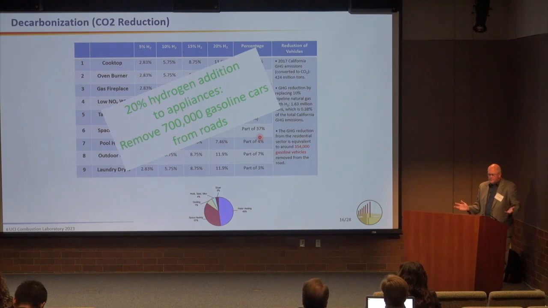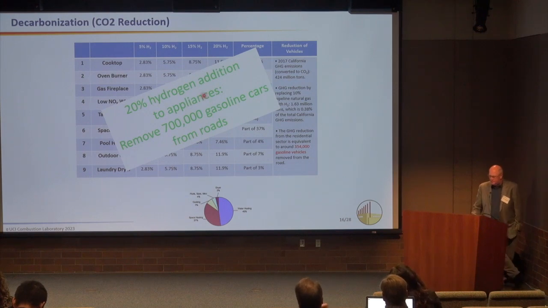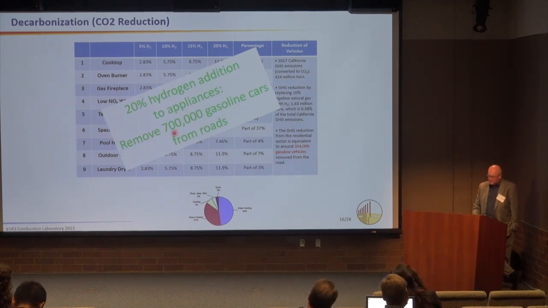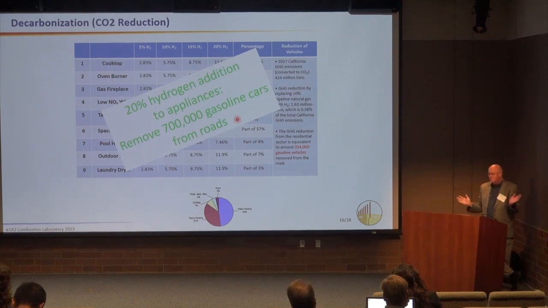What is the bottom line of this? Well, within California, if we were to have 20% hydrogen blended into natural gas, our existing appliances would have a carbon dioxide reduction equivalent to removing about 700,000 gasoline cars from the roads. Remember, user appliances are not that big of a bit of the entire greenhouse gas emission.